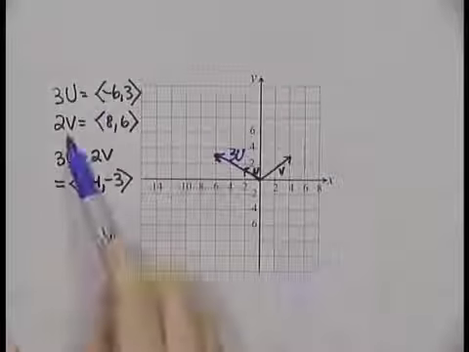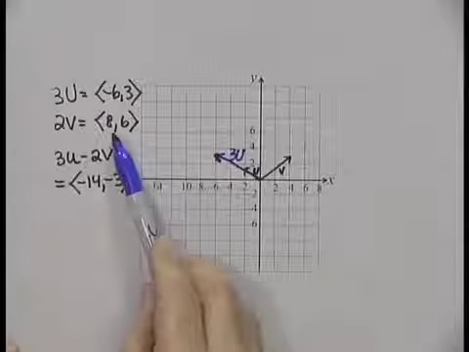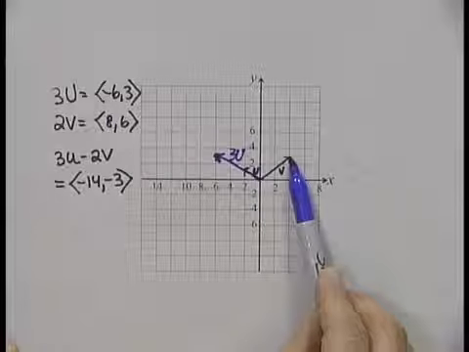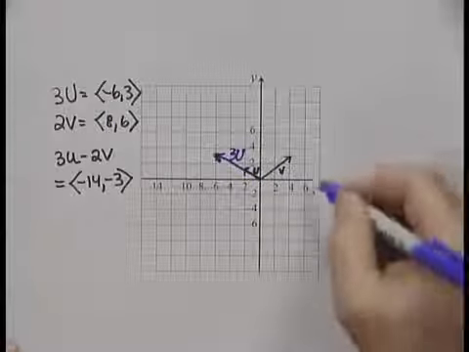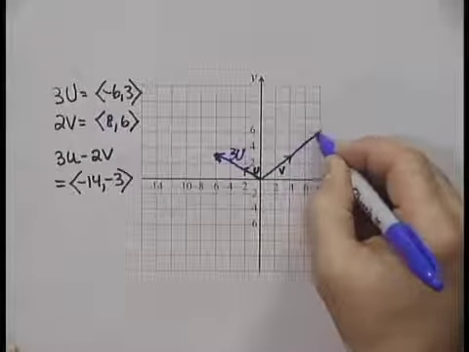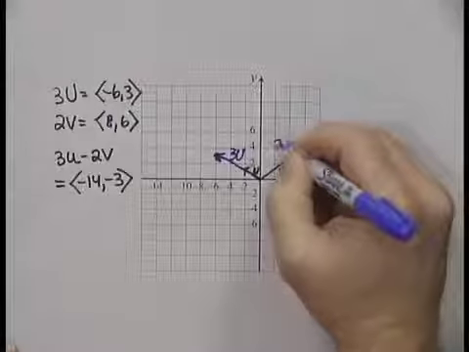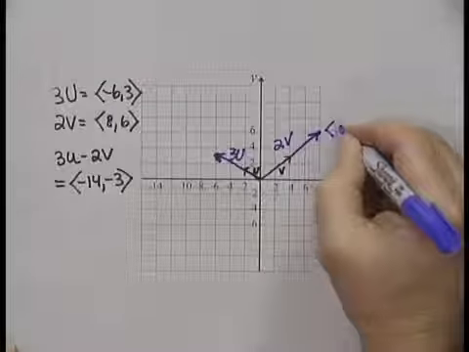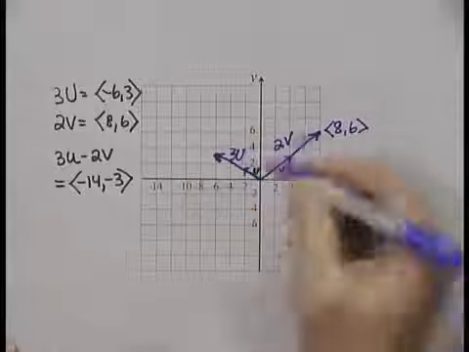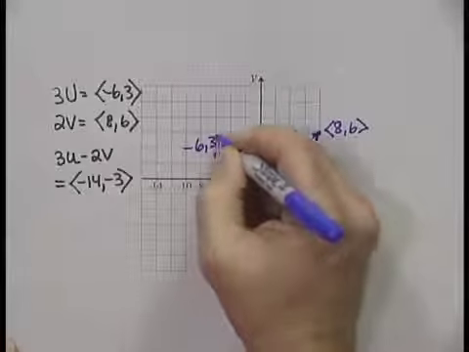Then for 2v, that would be a vector twice as long in the same direction as v. So it brings us to 8, 6. So this is the vector 2v. And this one for 3u was negative 6, 3.